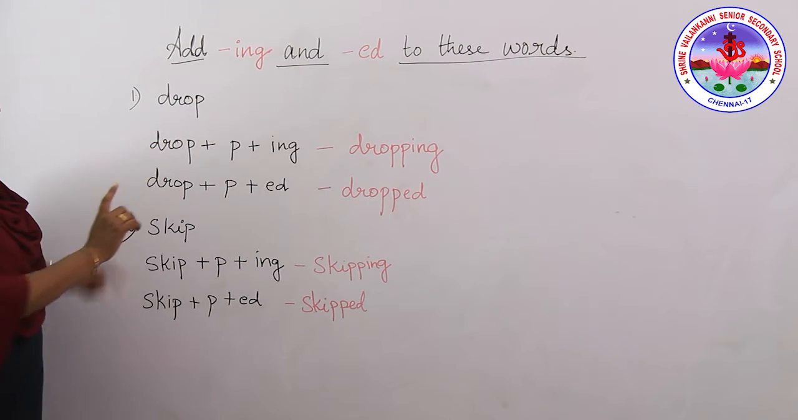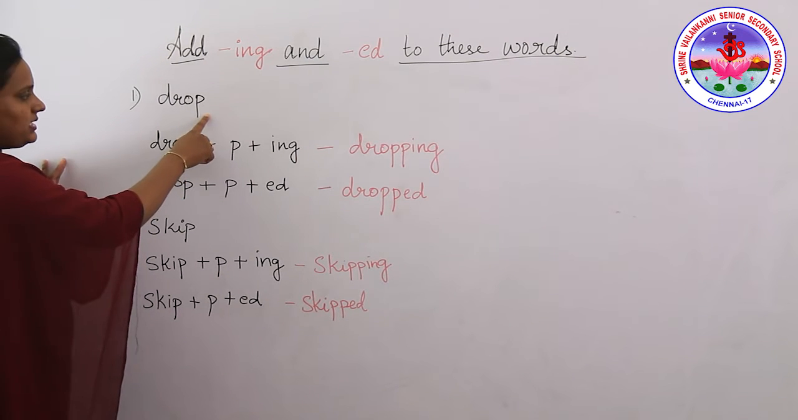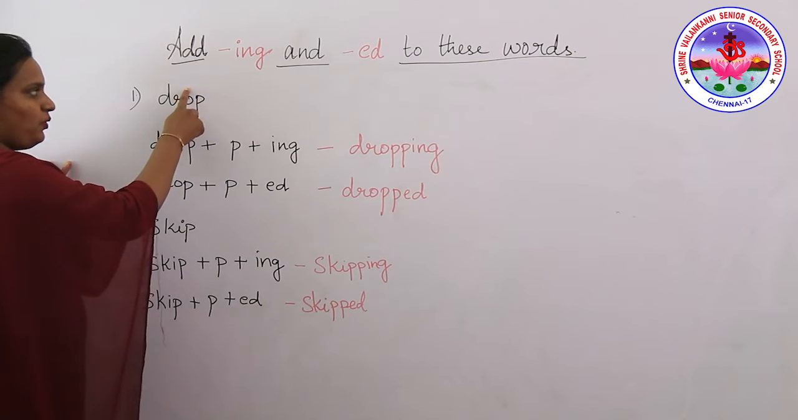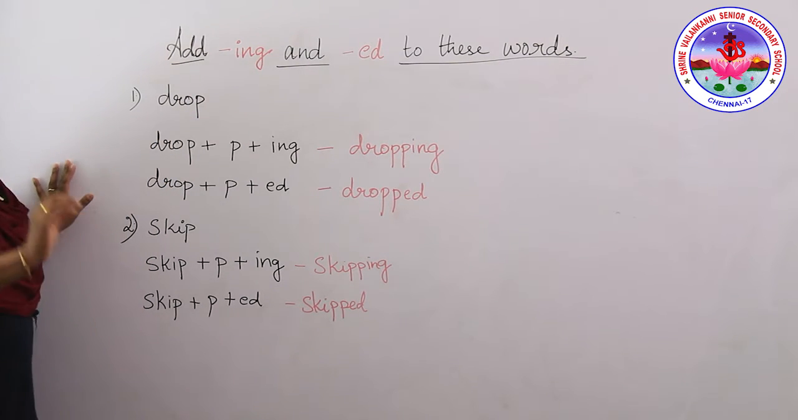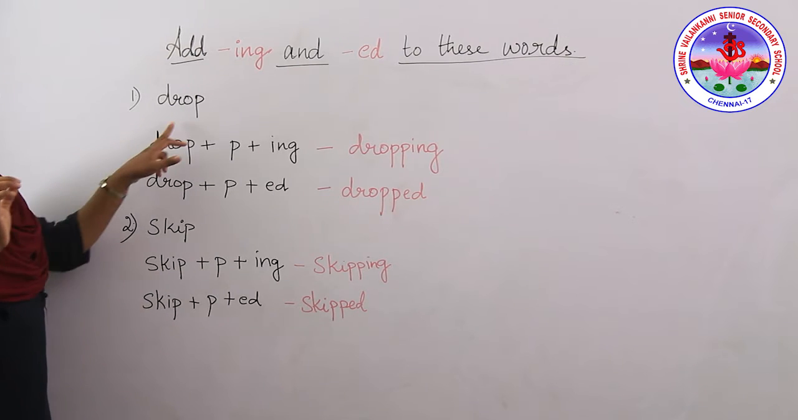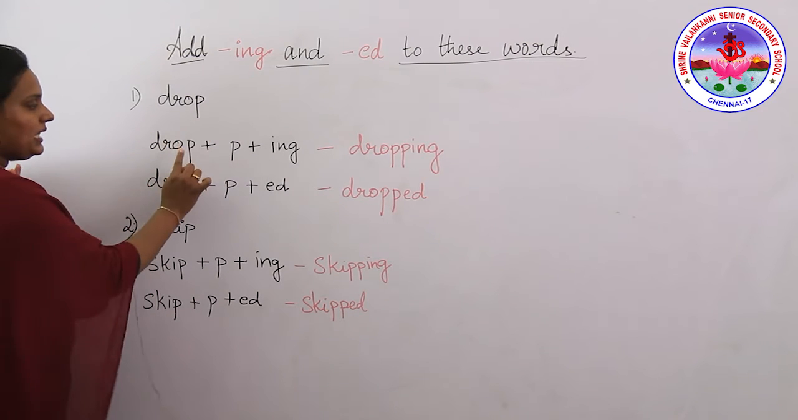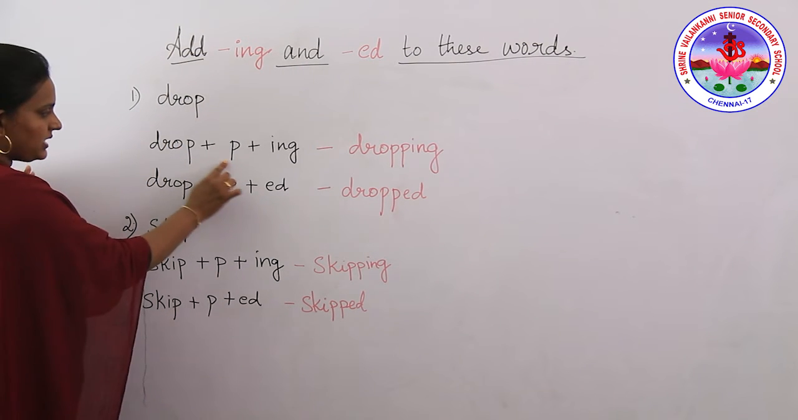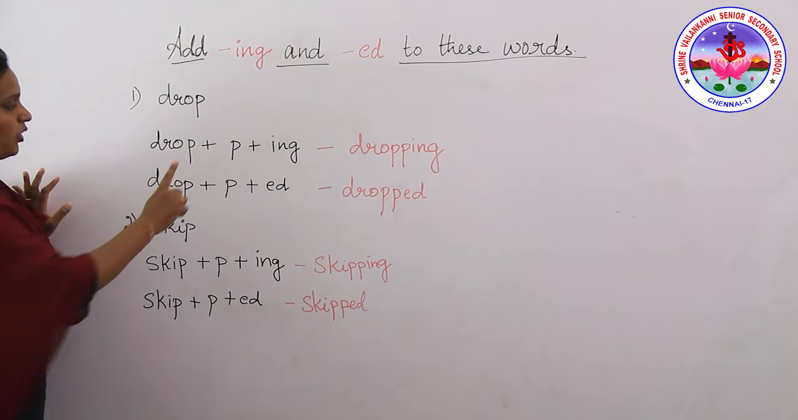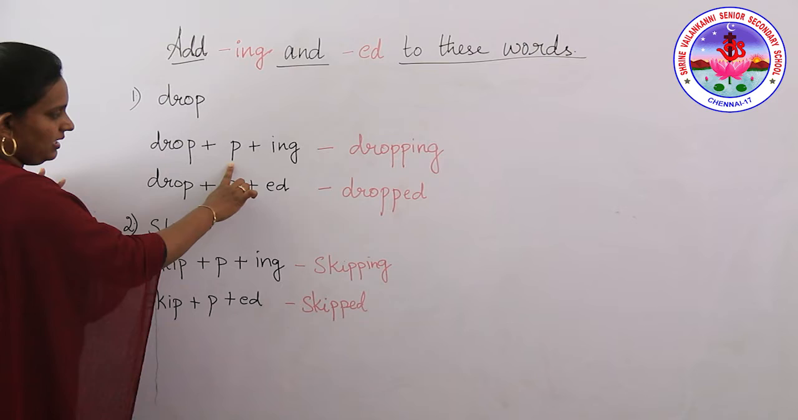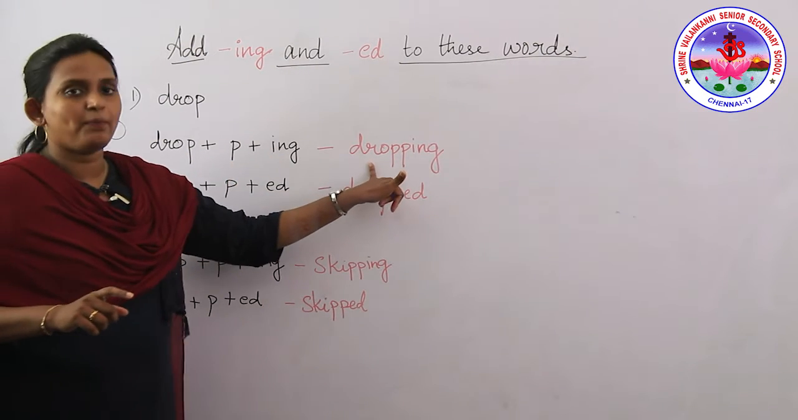Here, now what you have to do, according to the condition, your last letter is P, isn't it? So you have to check the letter before. What is the letter before here? O. So O is a vowel, isn't it? If it is a vowel, then what you have to do, repeat the last letter. Can you see? We have this word. The letter before is a vowel. If it is a vowel, what you have to do, repeat the last letter and you have to add ing. So which becomes dropping.